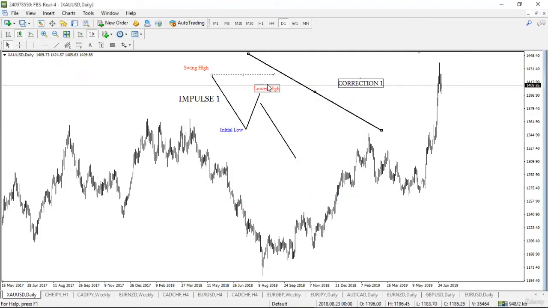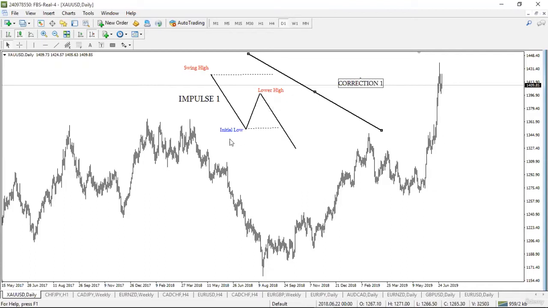This one, because it is lower than this one. Okay, then you get your second impulse in the direction of the trend, and that one is supposed to go below this one. Then you can say you have a trend.